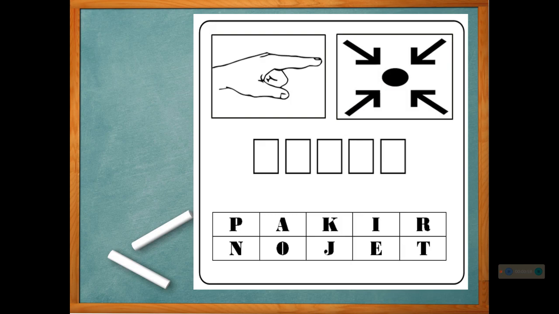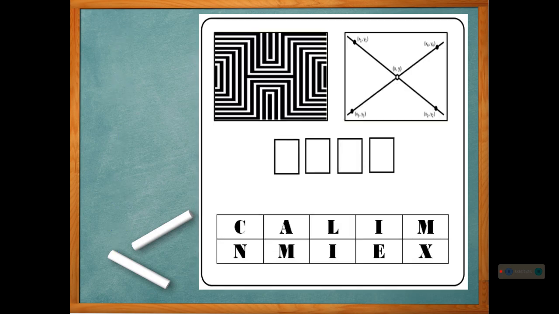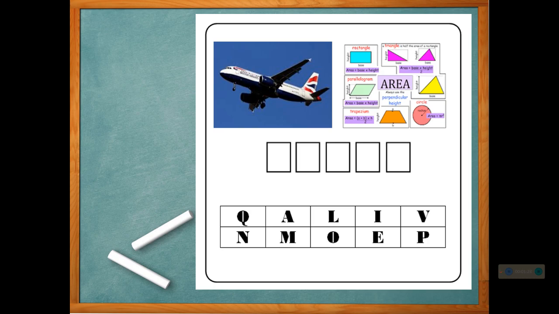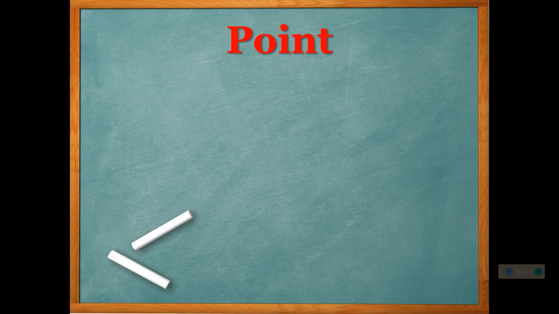You have to guess the 5-letter word. Your answer here should be, that's correct, point. Next, let's have the second one. We have the pictures, then you're going to guess the 4-letter word. What do you think is the 4-letter word? Yes, that is line. Correct. Next, the last picture. The 5-letter word. That's correct. We have the plane. So those are the words that we are going to have this day.